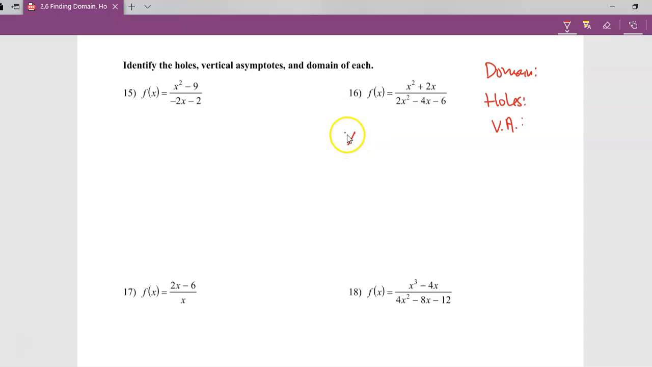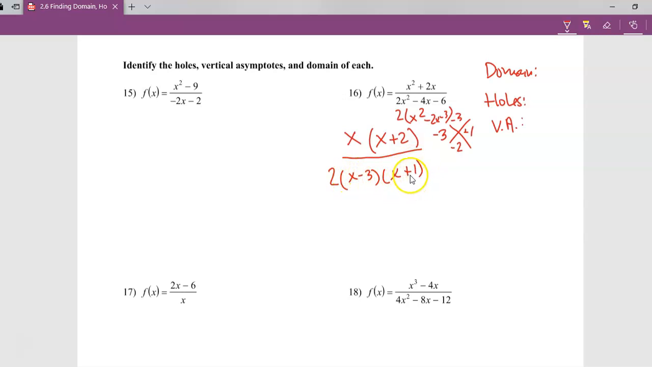So factor the numerator. That becomes x times x plus 2. I'm just pulling out that common x. In the denominator, there's a common factor of 2. So that would leave me with x squared minus 2x minus 3. Make sure you always check for a common factor first before you start x factoring. So I need two numbers that multiply to -3 and add to -2. So this would give me +1 and -3. So down here, I would have 2 times x minus 3 times x plus 1.